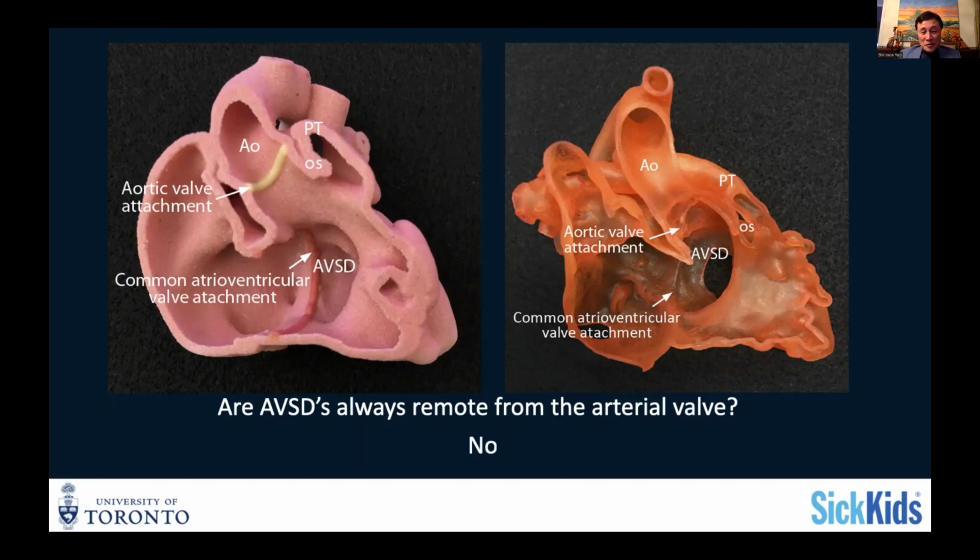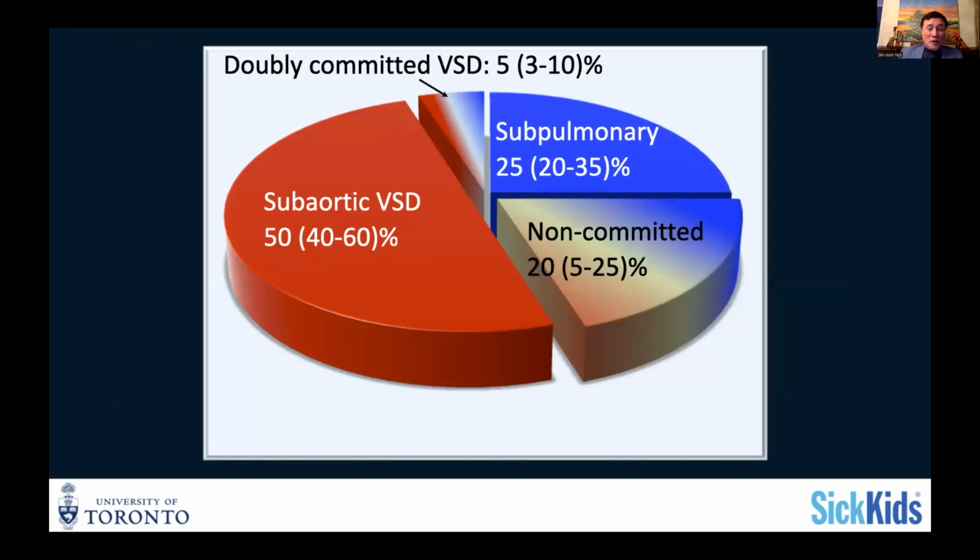Because this is a little bit of a gray zone, if you look at the literature, how often do you see these different types of DORV? Here, subaortic VSD is usually 50%, subpulmonary VSD 25%. Non-committed: if you look at the surgical literature, the incidence of non-committed VSD is very high, while in the imaging literature it is relatively low. Which means what? It depends, the non-committed VSD is not clearly definable. In the surgical literature, not everybody defines it that way.